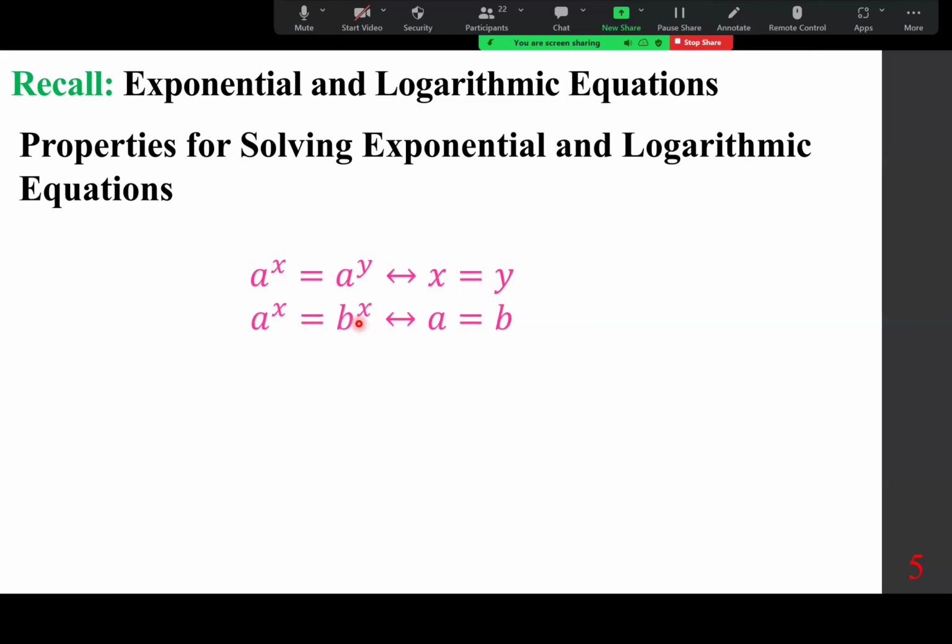If a to the power of x and b to the power of x are the same, because we have the same exponents, we must have the same base. a must be equal to b.